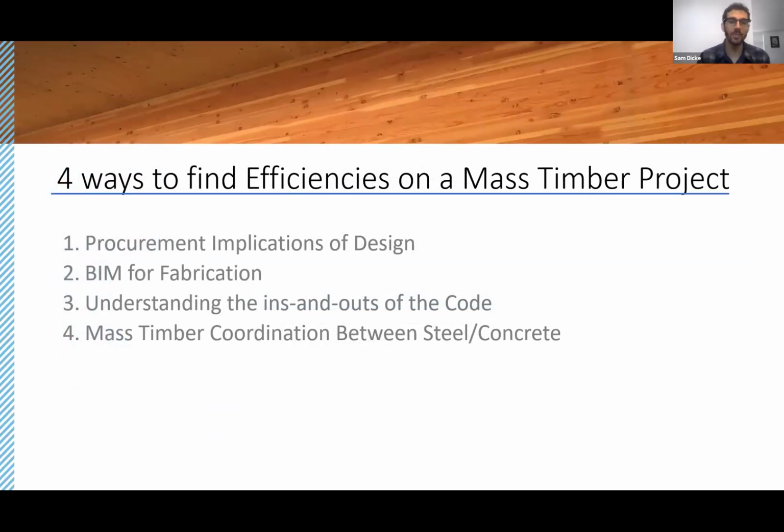And then specifically for today's presentation, we're going to focus on 4 main chapters. First, procurement implications for design, thinking about capabilities of manufacturers and sourcing for those concerns and challenges. Second, BIM for fabrication, diving into the specifics of actually designing a project in a 3D model before getting out to the construction site. Third, understanding the ins and outs of the code. We'll give you an update on the 2021 IBC codes, as well as talk about a specific project that used a variance in the heavy timber ordinance. And fourth, mass timber coordination between concrete and steel.